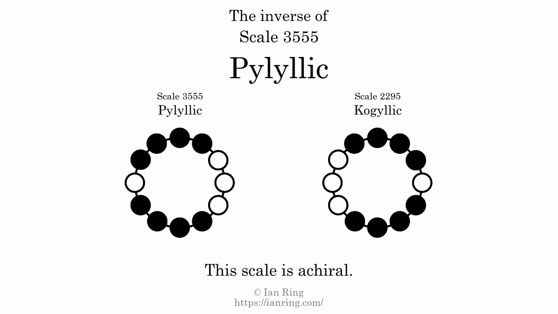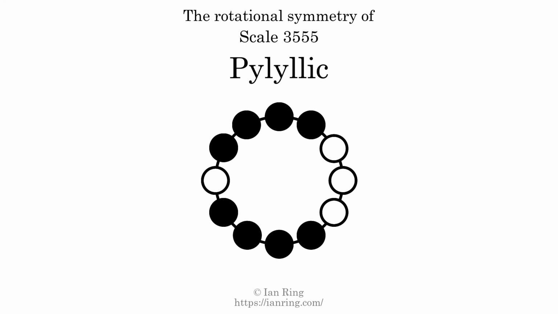The inverse of a scale is a mirror image. It is what you get when the sequence of intervals is reversed. The inverse of this scale is scale 2295, also known as Pylyllic. This scale is achiral, since it can transform into its own reflection by a rotational transformation. This scale has no rotational symmetry.